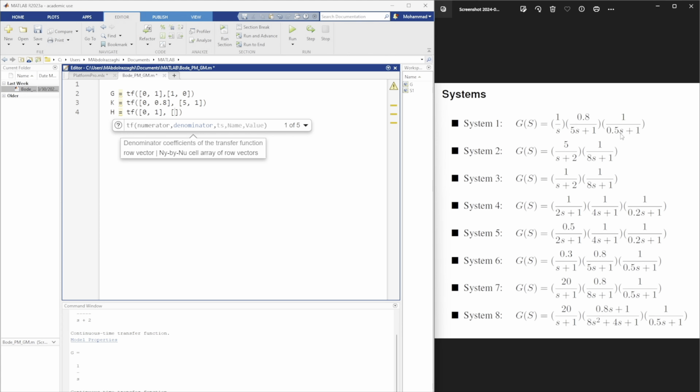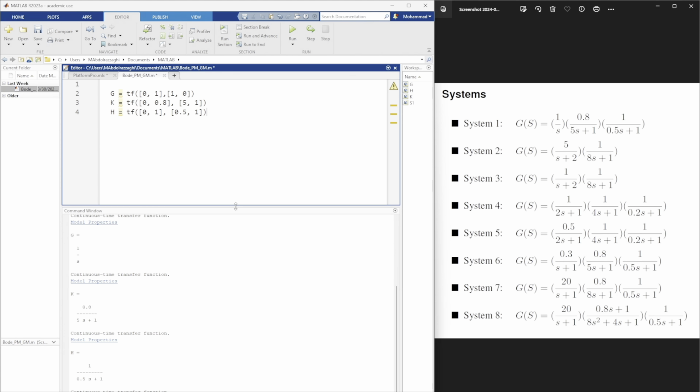Denominator, however, we have 0.5 and 1. So let's press Control Enter, and actually you can double check all of those individual ones here at the bottom. 1 over s, then 0.8 divided by 5s plus 1, that's correct, and then 1 over half s plus 1.